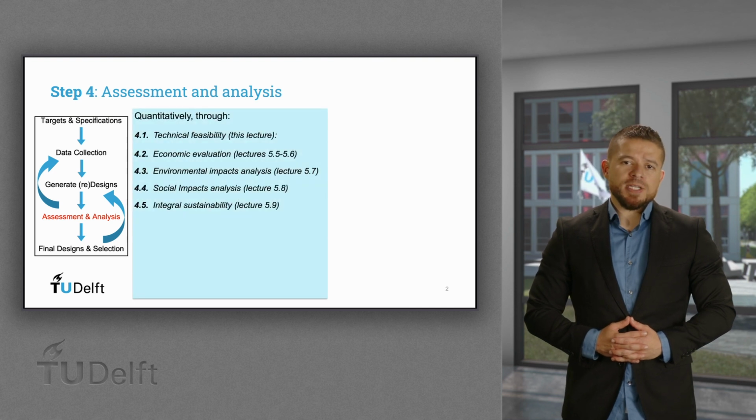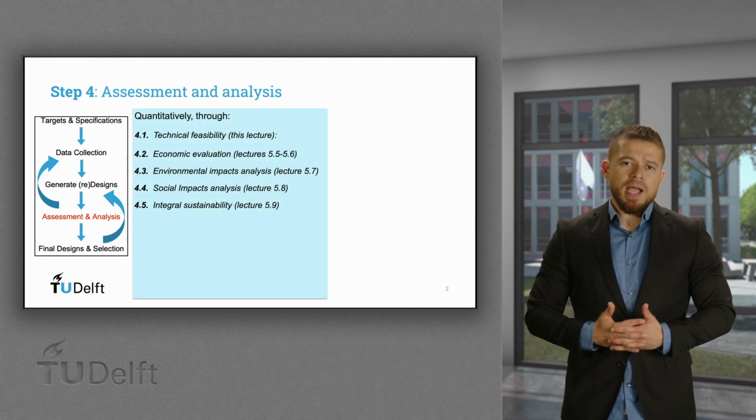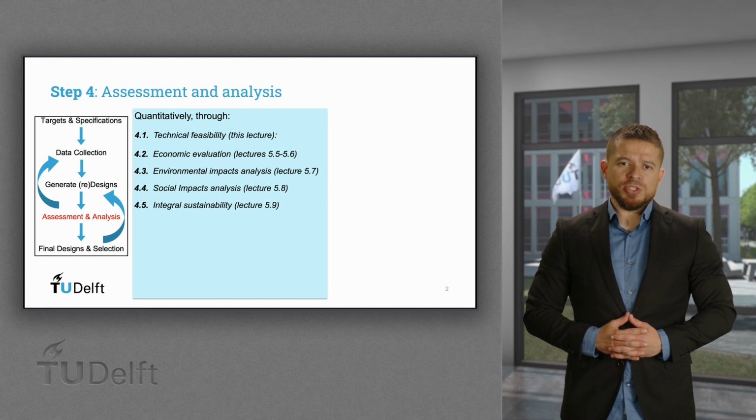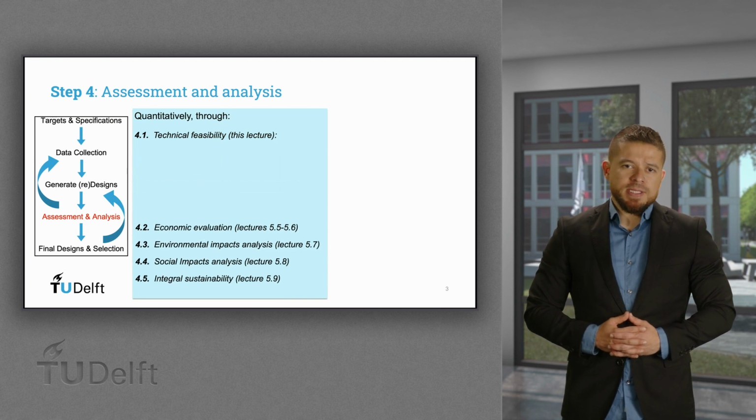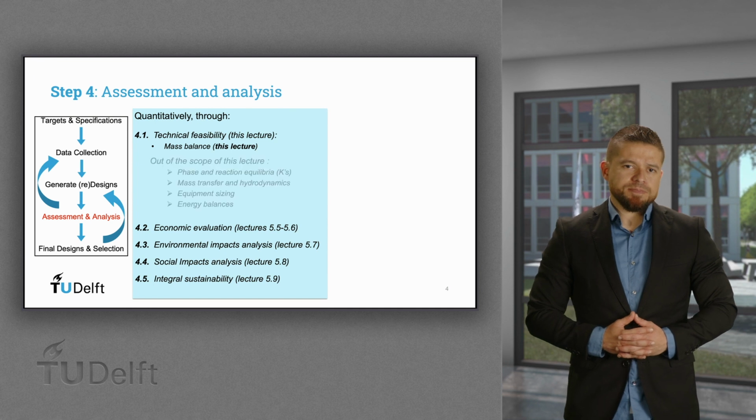First, we need to check the technical feasibility and make sure that all process units perform as expected. It means the design should be reliable. Then we can continue with the economic, environmental, social, and integrated sustainability assessment, which we will cover later this week. For the technical feasibility analysis, we will focus on mass balances.